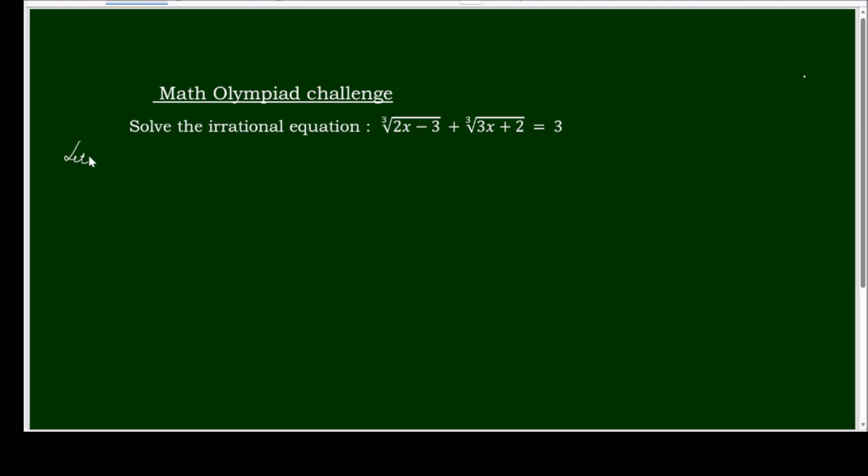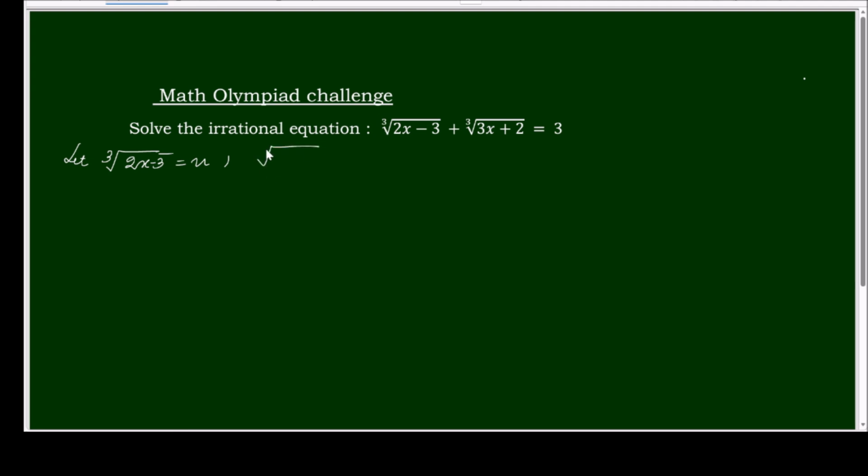So we'll take the first component, that is cube root of 2x minus 3, as u, and cube root of 3x plus 2 equals v. Then u plus v equals 3. Now u cube equals 2x minus 3, and v cube equals 3x plus 2.